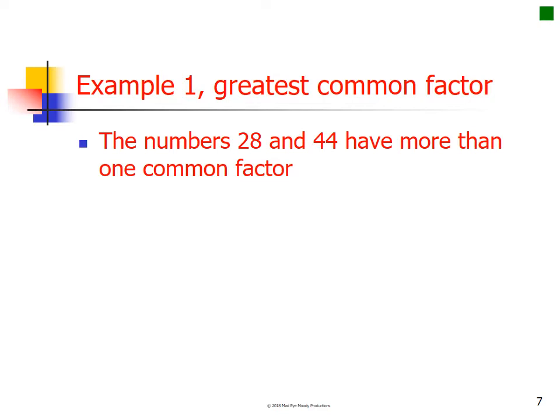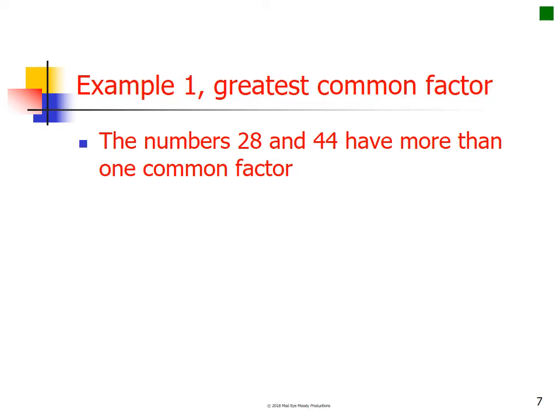What if we have two numbers that have more than one common factor? So let's take the numbers 28 and 44 here. These numbers have more than one common factor. In order to find the greatest common factor, which if you defined it in your vocabulary section, as you were instructed to do, you would know that it is the number with the greatest value on both or all of the factor lists for a pair or set of numbers.